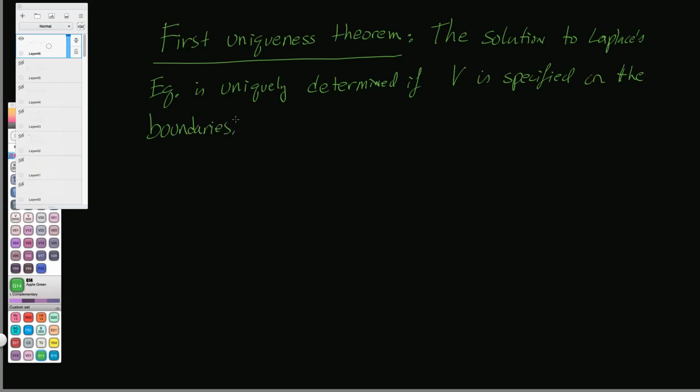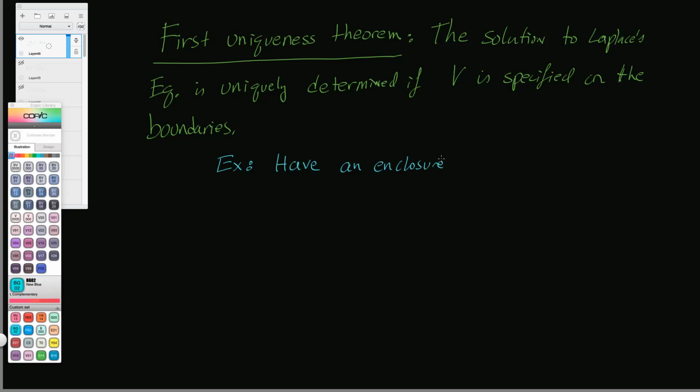Okay, so for example, here's our example. Let's say that we have a region, well, an enclosure of some kind. You can think of whatever, it doesn't even matter what shape it is. So we have an enclosure. That just means that you've got a closed region, right? A closed region that's completely surrounded by a conducting wall, by conduction material, superconductors.